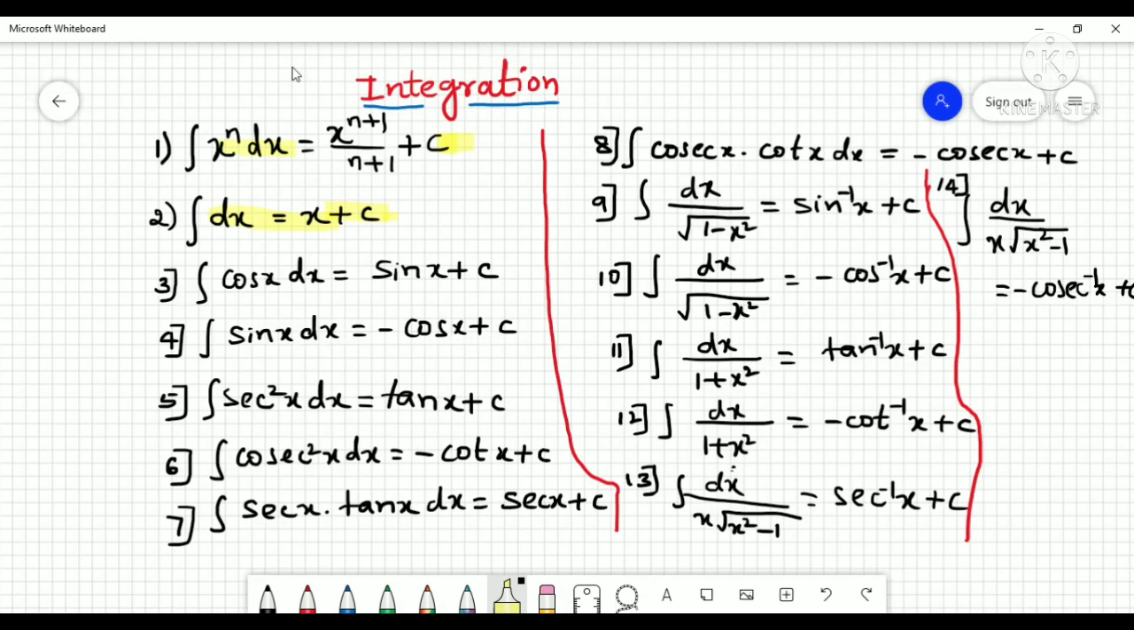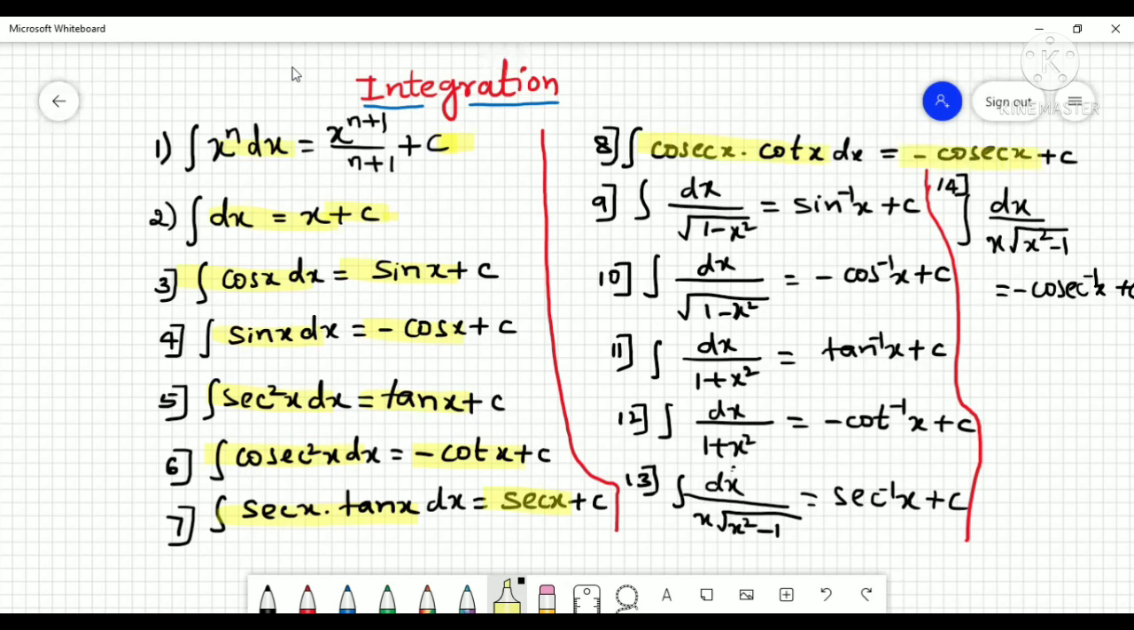Now the next one is that integration of cos x is sin x. Integration of sin x is minus cos x. Then integration of secant square x is tan x. All the formulas are the inverse of differentiation. Then integration of cosecant square x is equal to minus cot x. Then integration of secant x into tan x is equal to secant x. Then integration of cosecant x into cot x is equal to minus cosecant x.